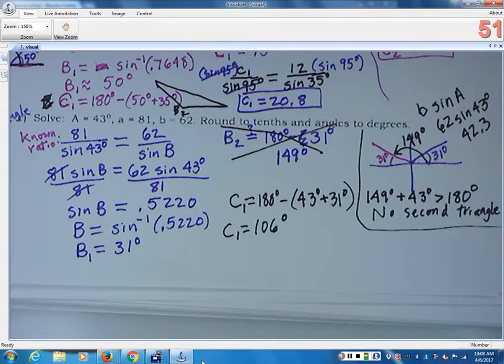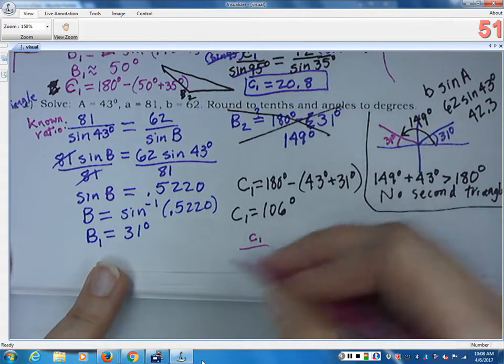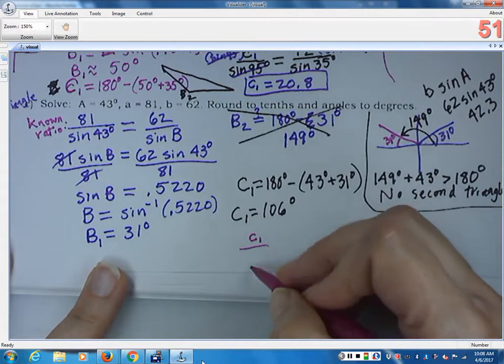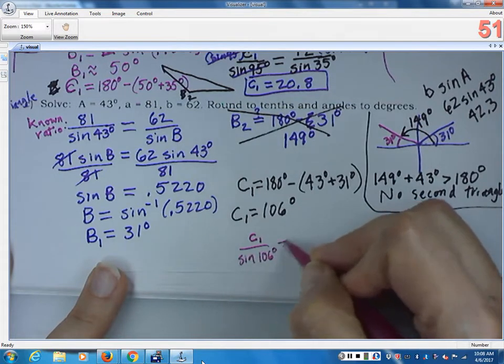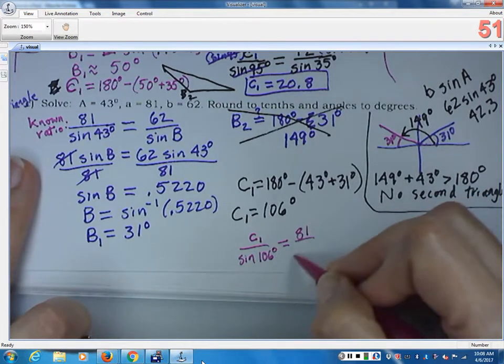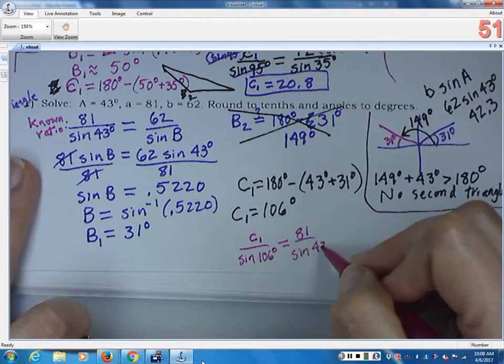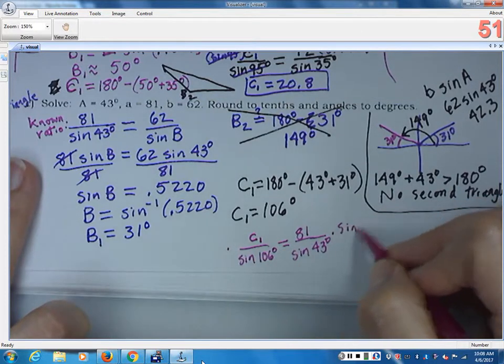And then we need to find, there really was not enough room in the notes for all this. Now you need to find side C. So side C or C1, you can start calling it just C if you want. C over sine of 106 equals the known ratio that we had up here, 81 over sine 43, and multiply that by sine 106.